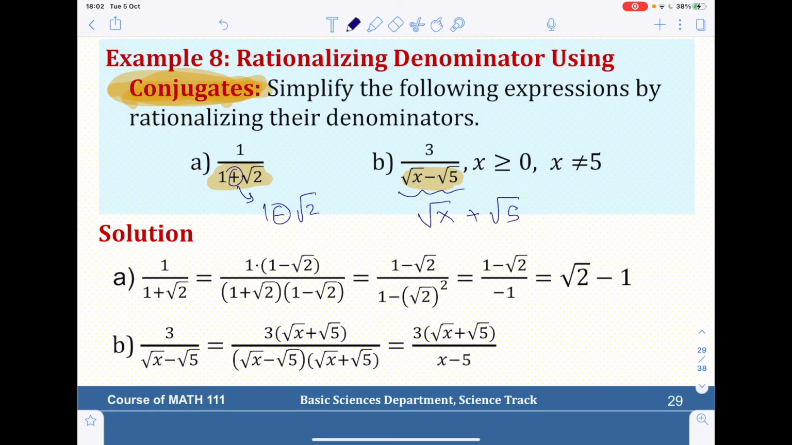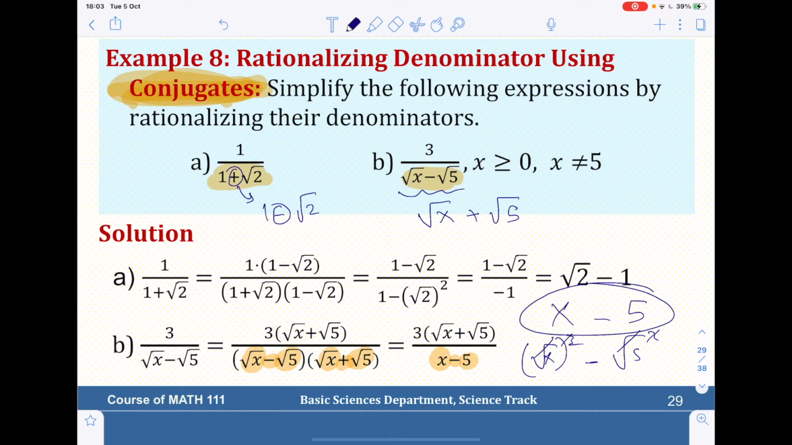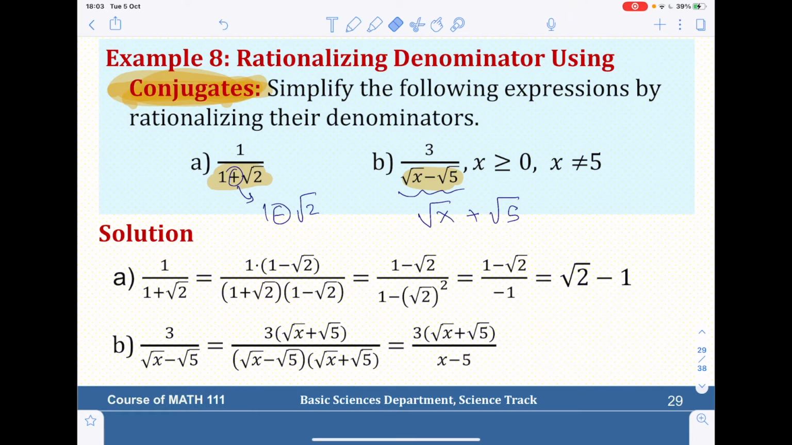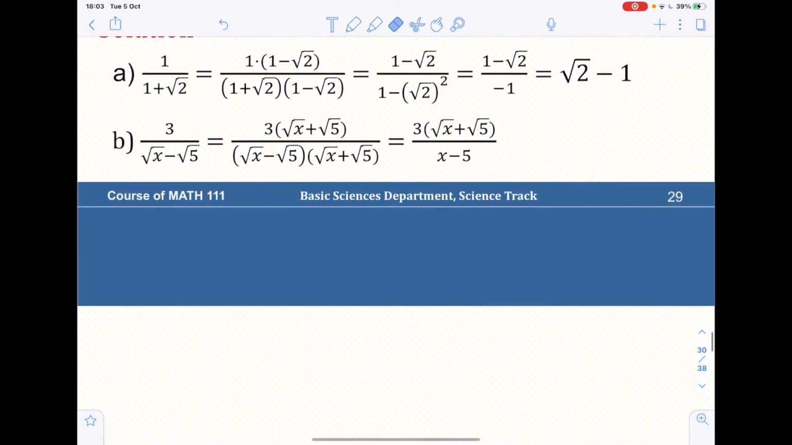So why are we doing this? Because you remember the difference of two squares. If you have root x minus root 5 and then root x plus root 5, you just put the first one squared minus the second one squared. Since the first one squared cancels the root and the second one squared also cancels the root, that's what we want. This is our goal, to get rid of the root, so I get the answer without root. That's why here I need the conjugate in order to do rationalizing.